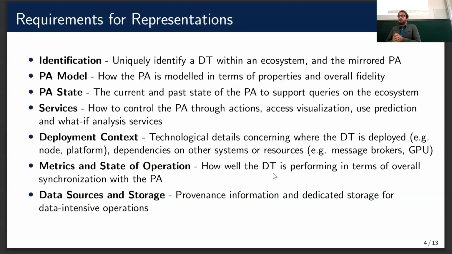We ended up drawing up some requirements. This doesn't need to be a full list, but these are the ones that we consider relevant.